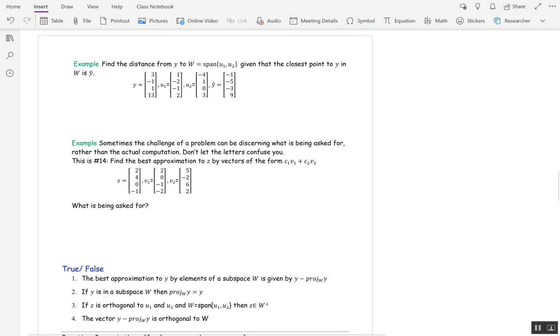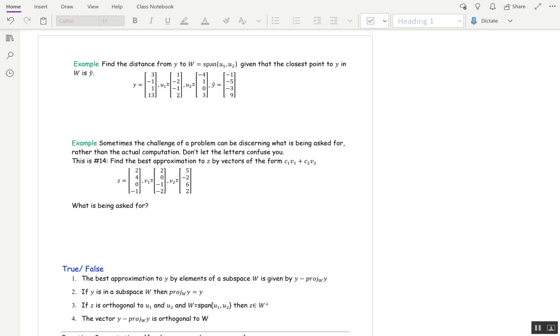Okay, find the distance from y to W, given that the closest point in W to y is y hat. So here, we're given y, u1, u2, and y hat. So someone's done some of the work for us. Someone has already found y hat. So there's extra information here that we don't need. We really don't need to know what u1 and u2 are because we're not finding y hat. That's been done for us. So this problem looks like it might require a lot of work, but it really doesn't.